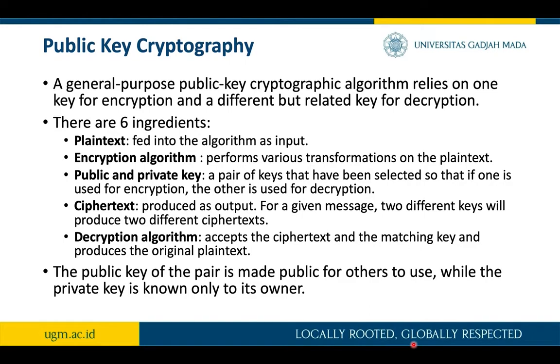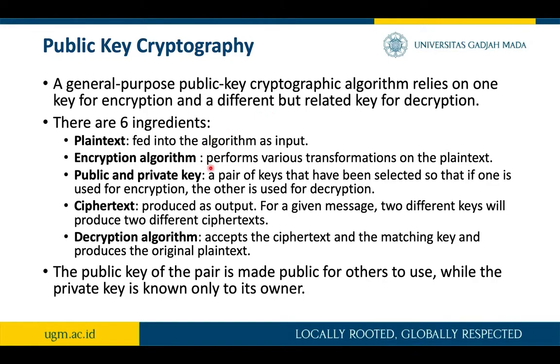So this is one type of cryptography which is different from symmetric cryptography in terms of the number of keys to be used in the algorithm. For public key cryptography, we use different keys for encryption and for decryption. This is different from symmetric cryptography. In symmetric cryptography, we need to use the same key both for encryption and for decryption.